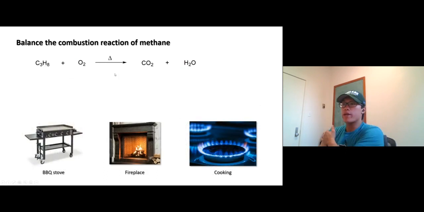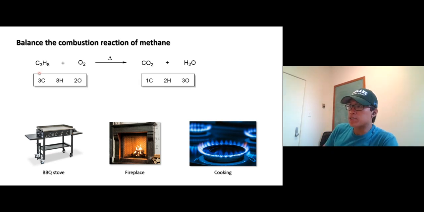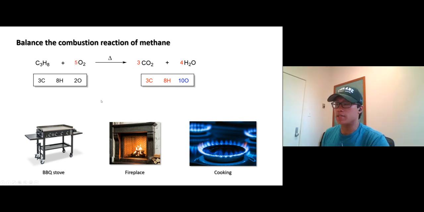All right. Another one. So we have propane gas, usually used in cooking or fireplaces. So 3 carbon on the left side, 1 carbon on the right side. So put 3 right here. 8 hydrogen on the left side, so put 4 in front of water. That affects the number of oxygen. So we have 6 oxygen and 4 oxygen, so 10 total. On the left side, add 5 in front of oxygen. There we go.